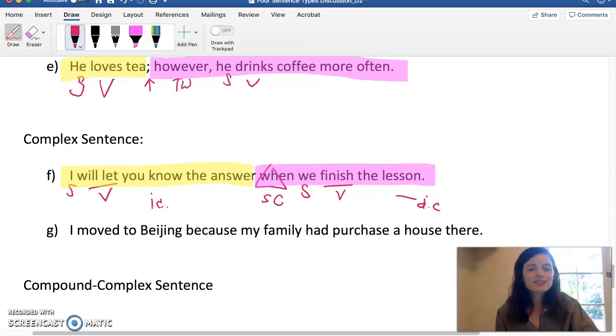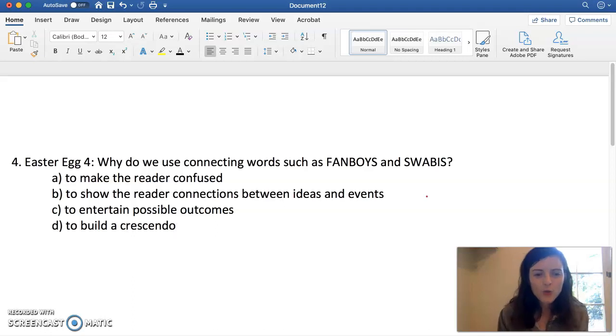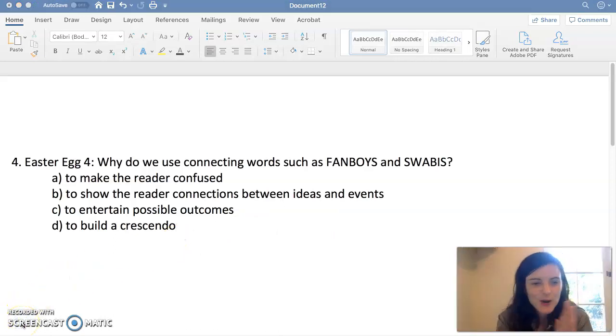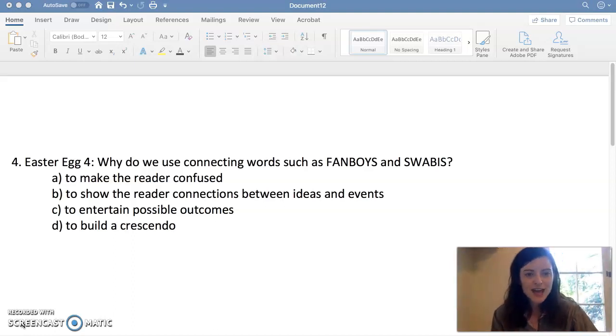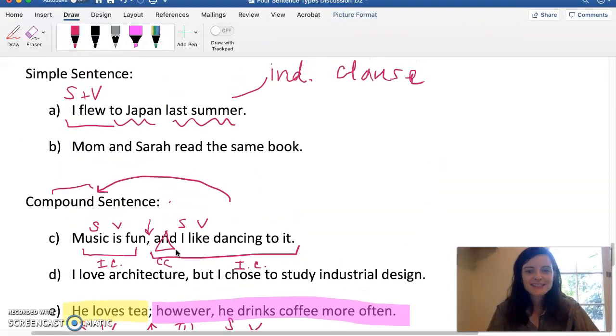Okay, so let's take a look at our next Easter egg. Why do we use connecting words such as fanboys and swabbies? Take a second and jot down your answer. All right, I hope you were able to come up with something solid for this one. We will be going over the answers at our next meeting. But so let's look at our final sentence type.